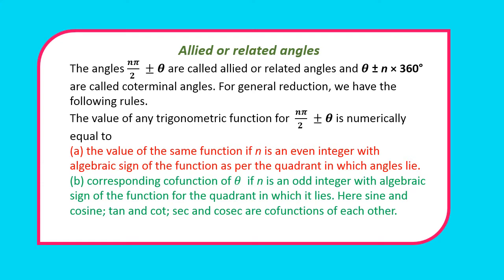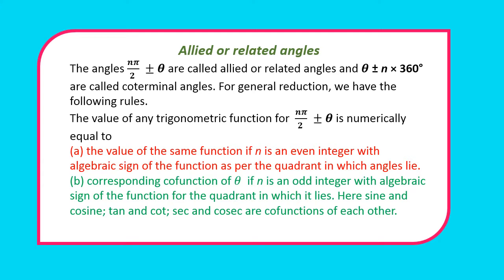Now angles of the form n pi by 2 plus minus theta are called allied angles or related angles, and angles of the form 360 n plus minus theta, that is 2 pi n plus minus theta, are called co-terminal angles.